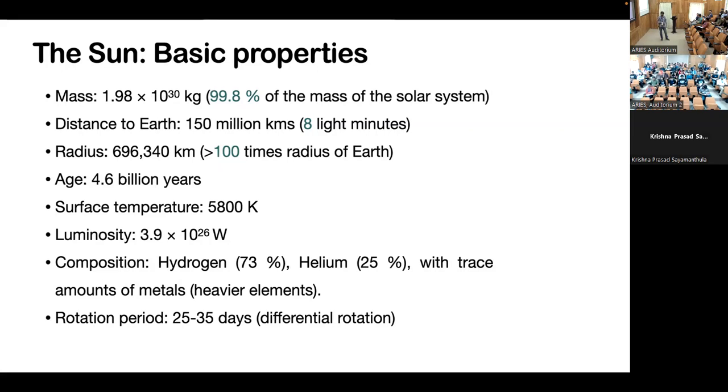The composition is mainly hydrogen and helium. As you will know, in the universe, most stars and other matter are mainly composed of hydrogen, and the second dominant element is helium. And then we have trace elements in the sun, all the other heavier elements, which we usually call metals. So they are in trace proportions in the sun. The rotation period varies because of the differential rotation from the equator to the poles, around 25 to 35 days.